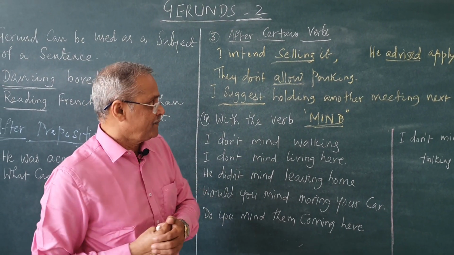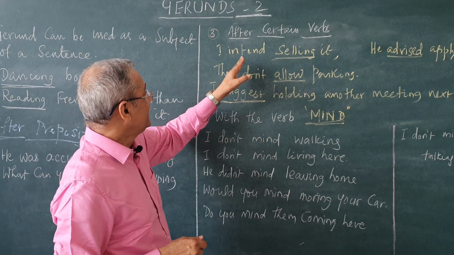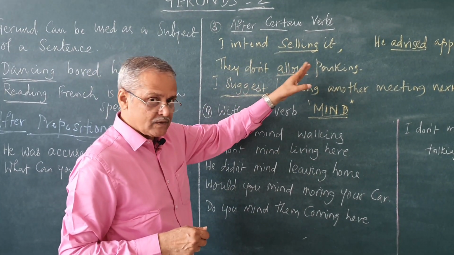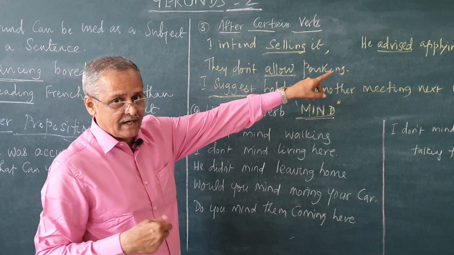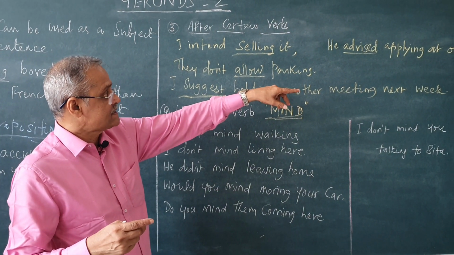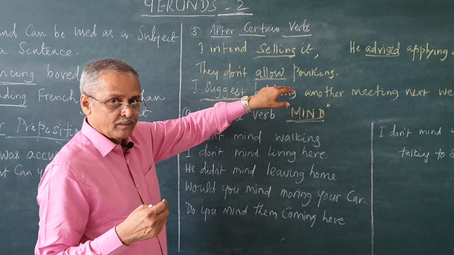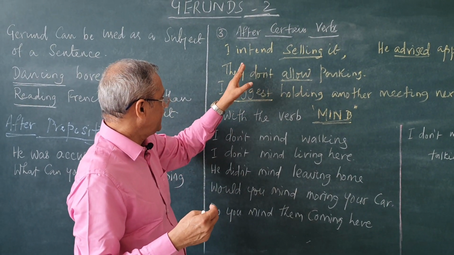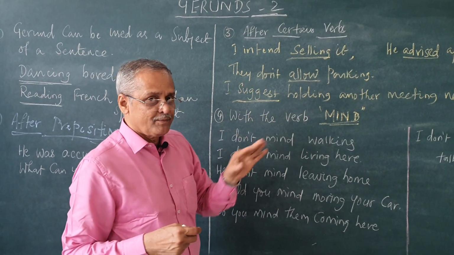Now, next, after certain verbs, there is a big list of verbs with which we use gerund. Here you see, intend, that is a verb. With intend we use the gerund. I intend selling my house, I intend selling my car, I intend selling it. He advised applying at once. They don't allow, after allow also. Allow is a verb. They don't allow parking. So, you see, I intend selling it, he advised applying at once, they don't allow parking.